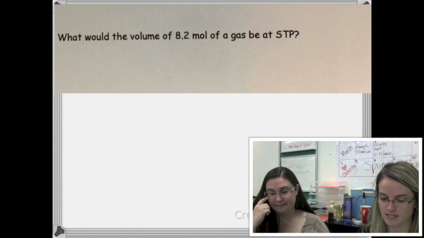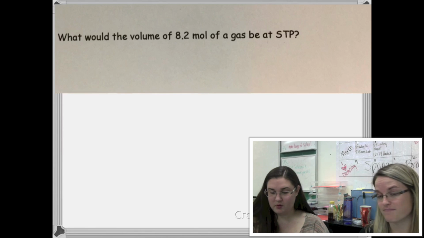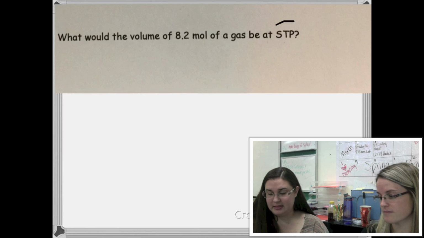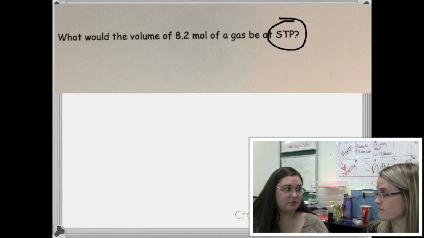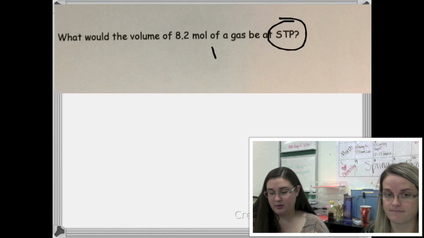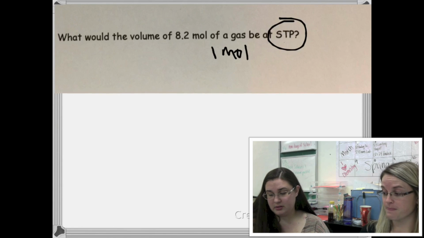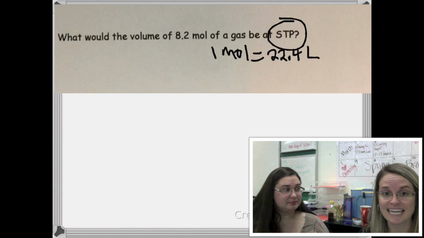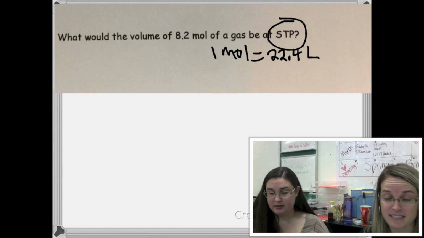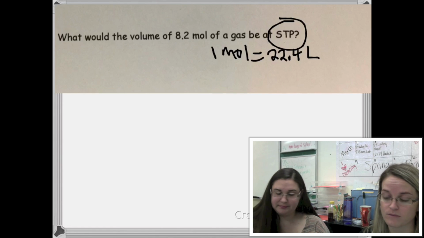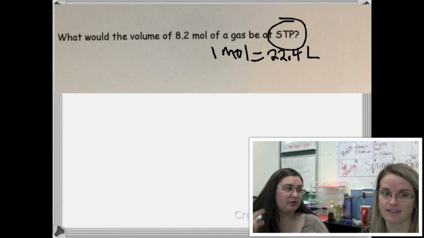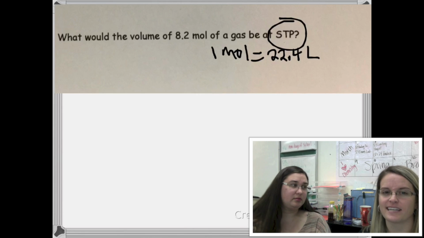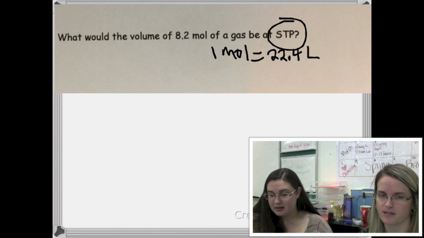So it said, what would be the volume of 8.2 moles of gas at STP? All right, so when we have STP, I know that I can use my gas stoichiometry, which is 1 mole is equal to 22.4 liters. That is a key thing that Ms. Vaught said. It has to be at STP. If it's not at STP, we can't do the stoichiometry that way. You'd have to use your PV equals nRT. But we like the simpler math if possible.